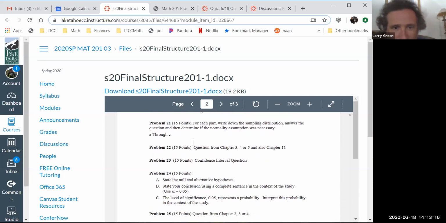Okay, let's move on. All right, so 21: for each part, write down the sampling distribution, answer the question, then determine if the normality assumption was necessary. There are 3 different ones. So by the way, how many different things are you going to have to do? Let's see if you can do the basic math. How many different things are you going to have to do for problem number 21? Yeah, 9, because there are 3 things for each part, and there are 3 parts. 3 times 3, you better know what that is. You're allowed a built-in calculator, but 3 times 3 is fine. Any questions on that?